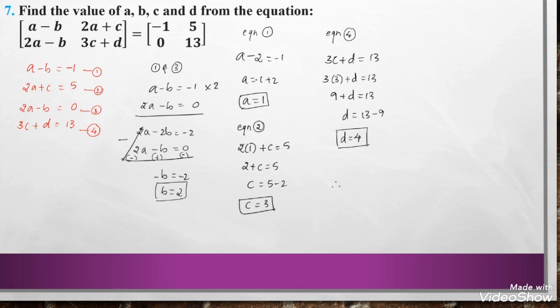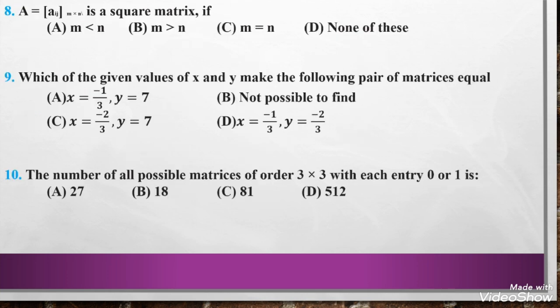Therefore, by solving all the equations and taking the corresponding values in the matrix, A becomes 1, B becomes 2, C will be 3, and D becomes 4. This is the solution of the given matrix equation.